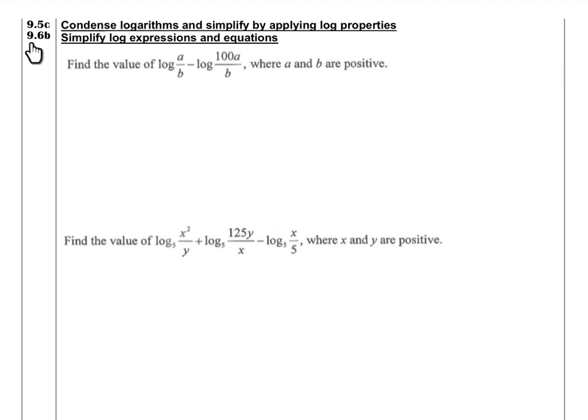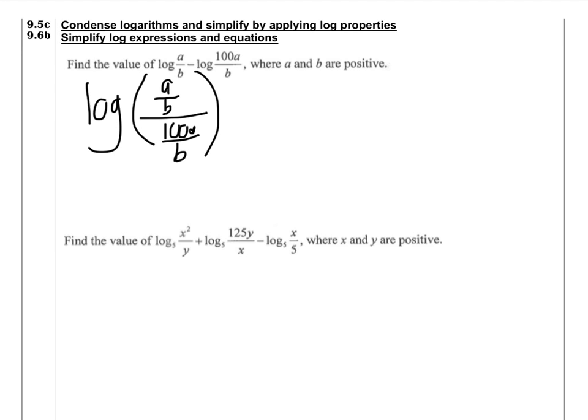9.5c and 9.6b, condense logarithms and simplify log expressions and equations. So here they want us to find the value of this log expression where a and b are both positive. So basically crunch this down into 1. One thing I know is that subtraction becomes division. They are the same logs, so I'm going to put these together. This is going to be log of a over b divided by 100a over b.